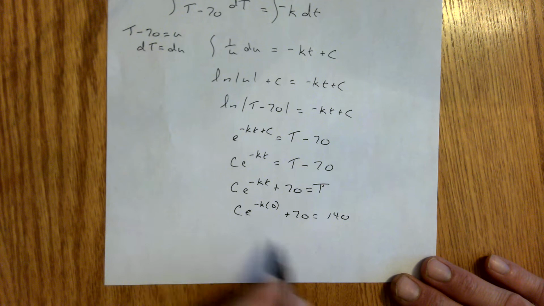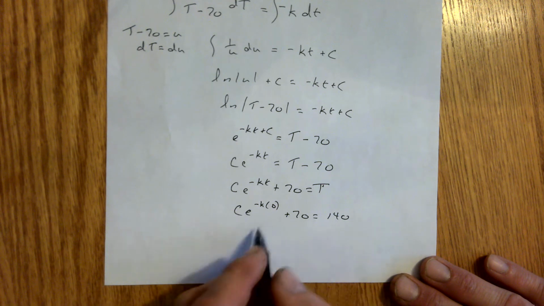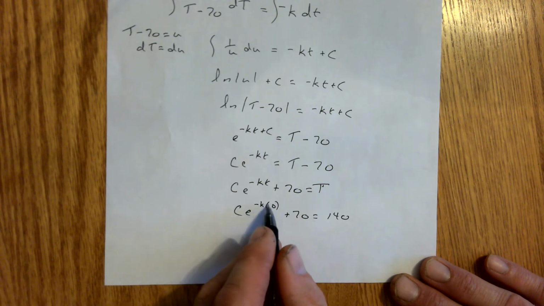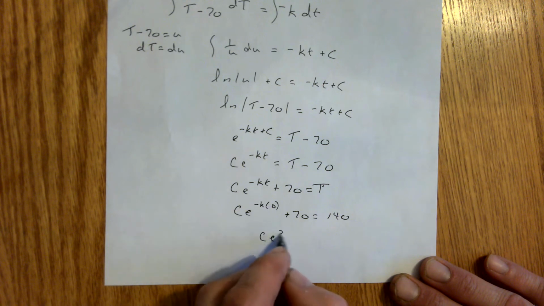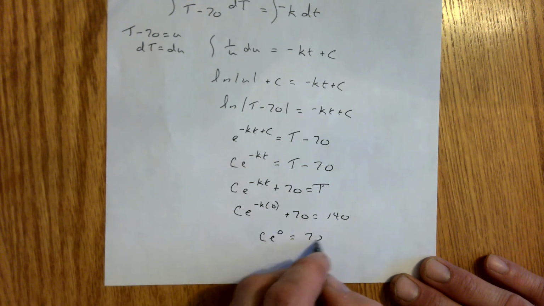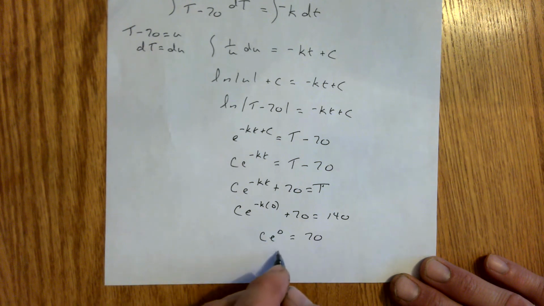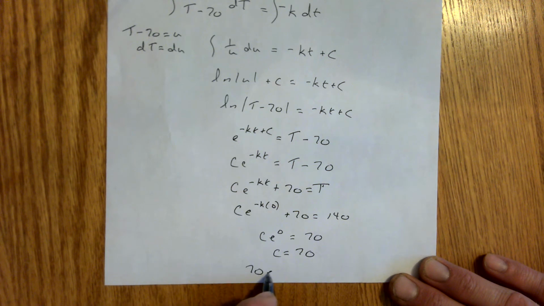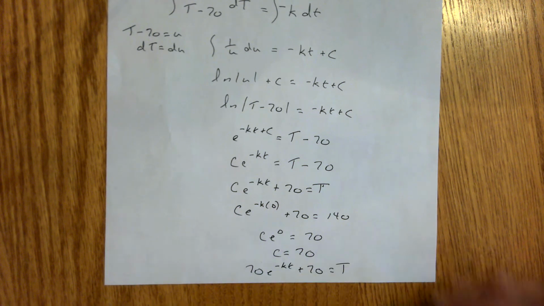Now I can go ahead and solve for c. I can subtract my 70. So I get c e, anything times 0 is going to be 0. So I get c e to the 0 equals 70. E to the 0 is 1, so c has got to equal 70, doesn't it? So we end up with the equation 70e to the negative kt plus 70 equals capital T.